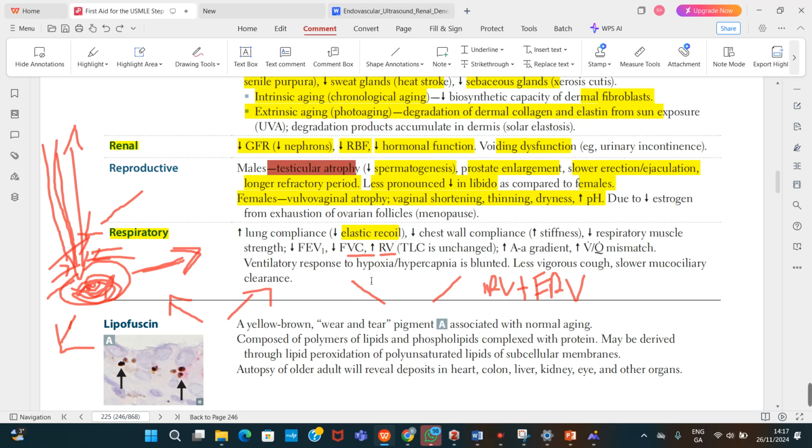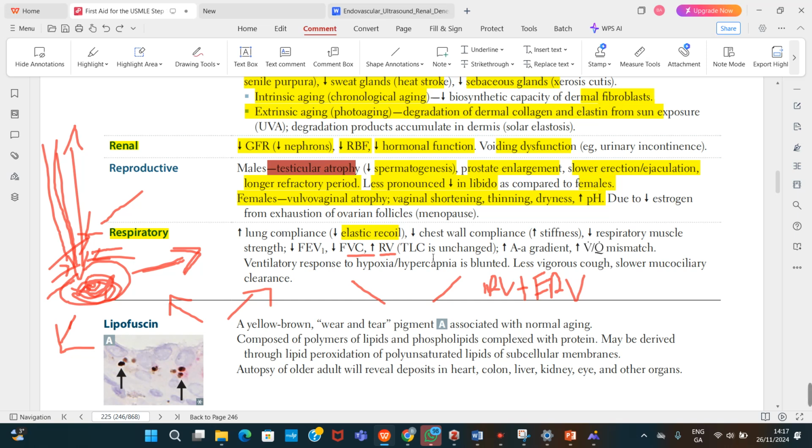If you add both of them together, what is it going to give you? 6 liters. Does 6 liters ring any bell? Yes. That's the total lung capacity. So the point is, forced vital capacity plus residual volume equals your total lung capacity.